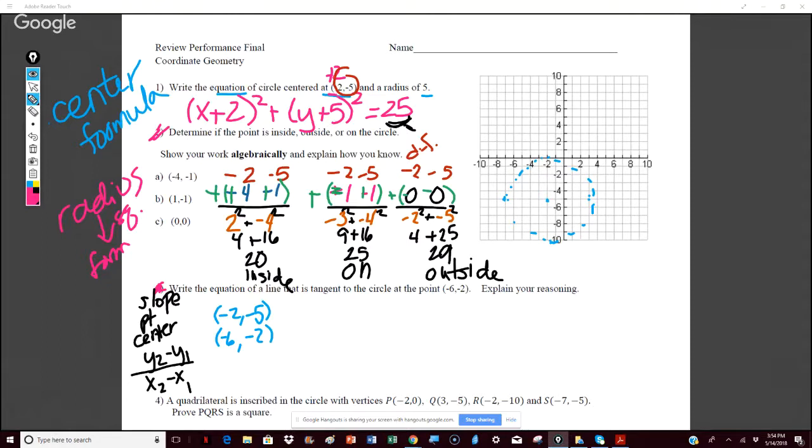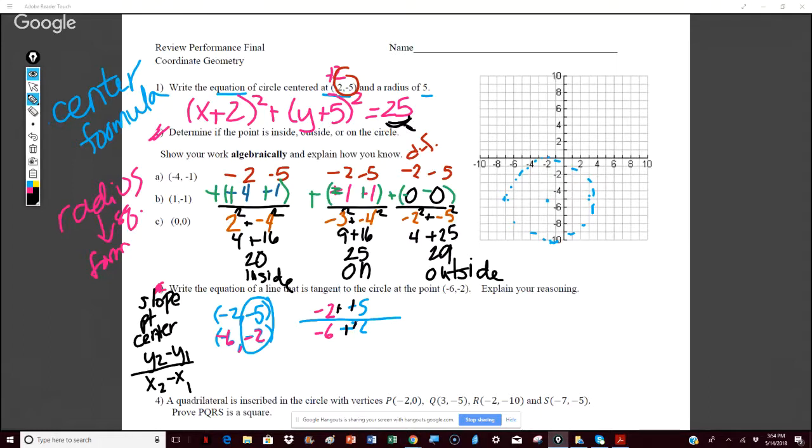So I'm going to try to keep it color coded for you. So I'm going to do -2 minus -5. So I did this first. Then I'm going to do -6 minus -2. And that's all divided by. So now I'm going to just do the math. This becomes 2 negatives in a row, becomes positives. 2 negatives in a row becomes positive.